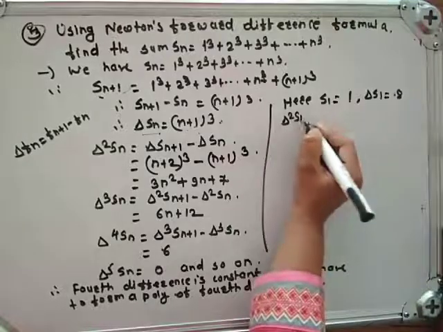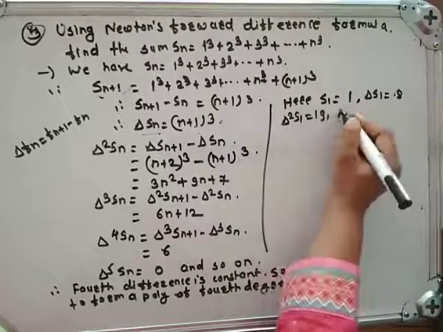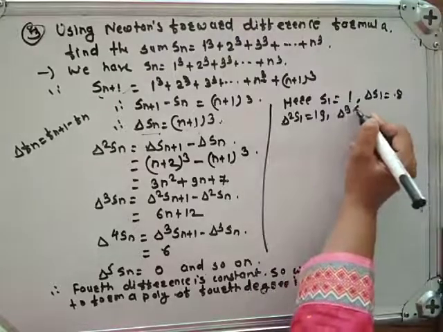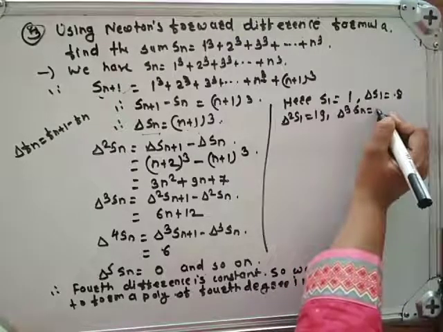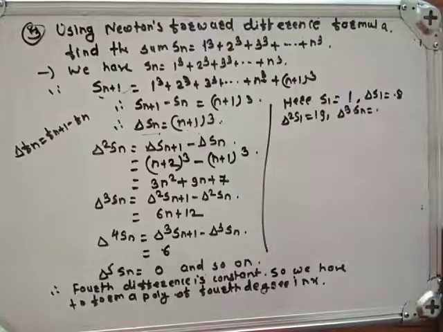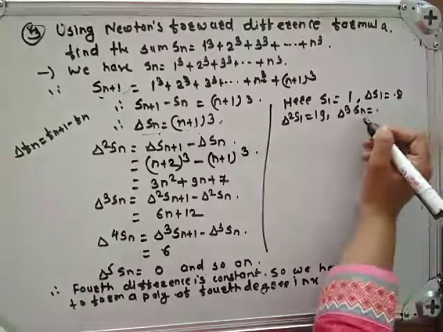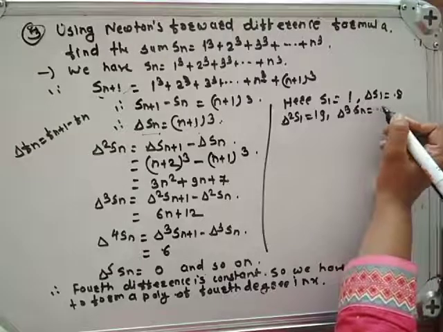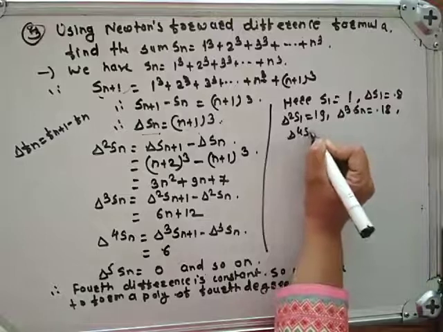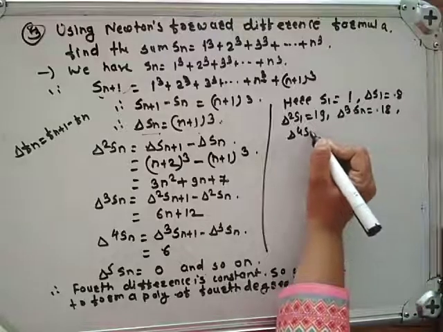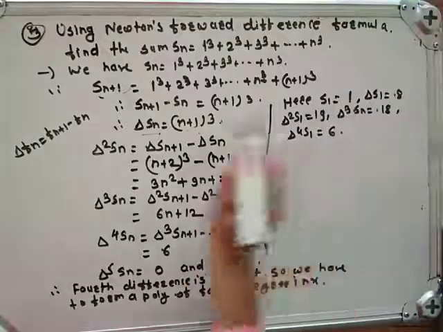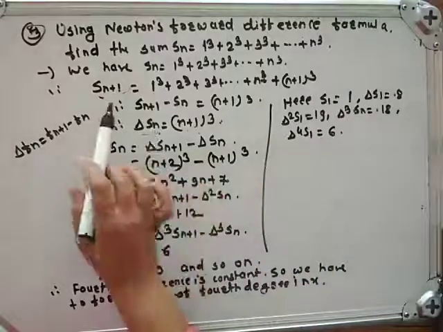Delta square S1 is equal to 19. Delta raised to 3 S1, delta cube S1, is equal to 18 and delta raised to 4 S1 is equal to 6. Okay, see here.